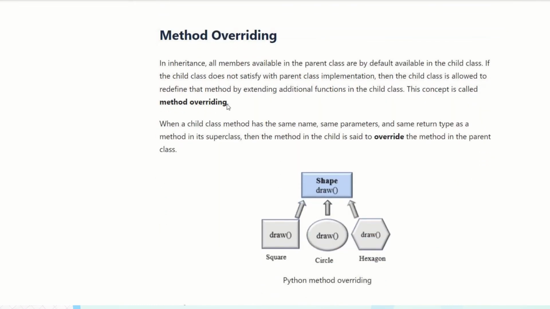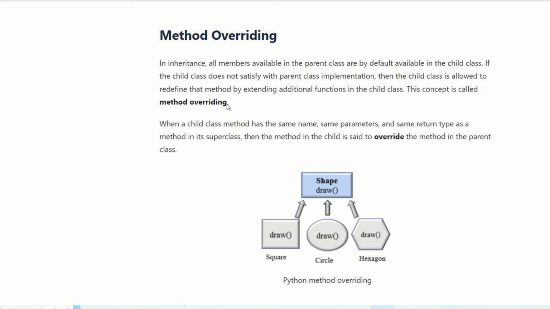So, method overriding. In inheritance, all the members available in your parent class are by default available also in your child class. So available na siya sa child class mo kung na-inherit na siya. So if the child class does not satisfy, for an instance, you have a method implementation in your parent class but it does not satisfy or dili siya moom sa imong child class, then you can redefine or you can override that method by adding or by extending some functions in your child class.